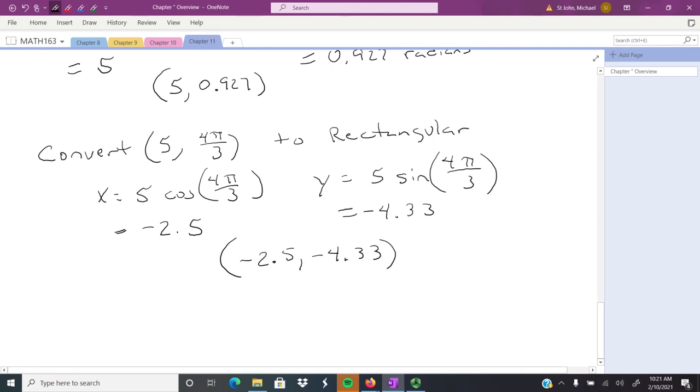So we can get from rectangular to polar and then from polar to rectangular. So we can go back and forth in terms of that.